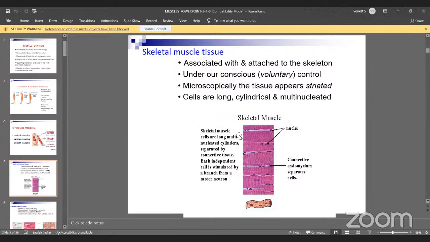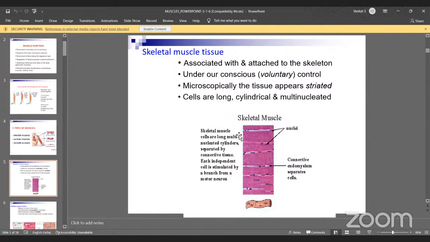Then next one, microscopically, the tissue appears striated. Then the fourth one, cells are long, cylindrical, and multinucleated. So this is the skeletal muscle structure and internal tissues.